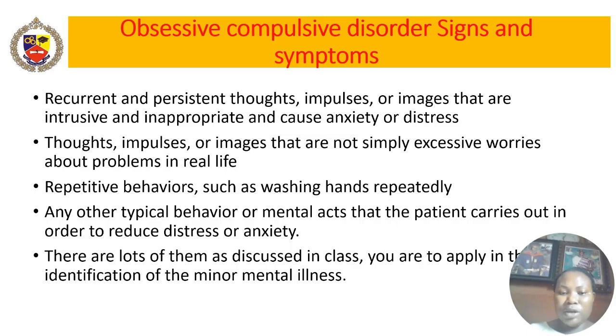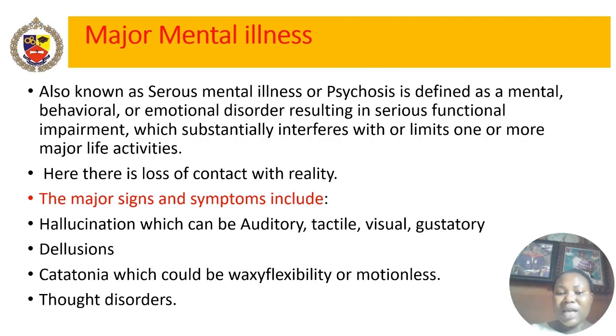We have the major mental illness, also known as serious mental illness, and they have major signs and symptoms, which are hallucination, which can be auditory, tactile, visual, or gustatory, according to the sense at which there is hallucination. We have delusions, we have catatonia, which could be waxy flexibility or motionlessness, and we have thought disorder. When you see all of these signs and symptoms, then you should be able to identify that this is a major mental illness.